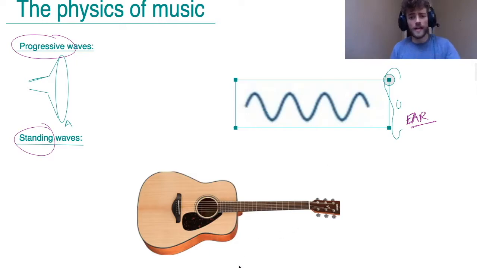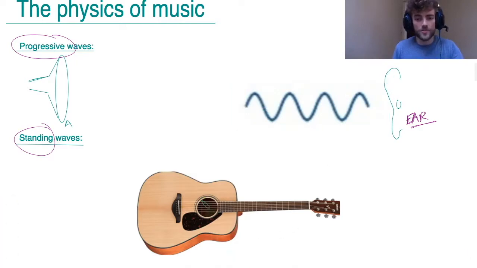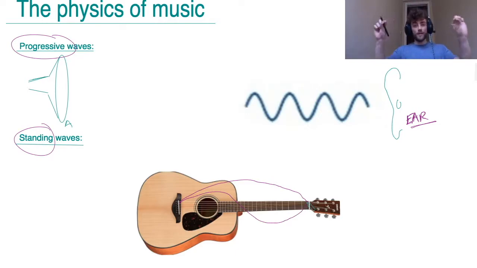However, if I looked at a guitar and I plucked its string, sure, I can get a wave on the string. It might go up and down like this, or it might look something like this. But what I can guarantee you is that wave is not going to be traveling anywhere overall. It is between two fixed ends, and therefore it is a standing wave.